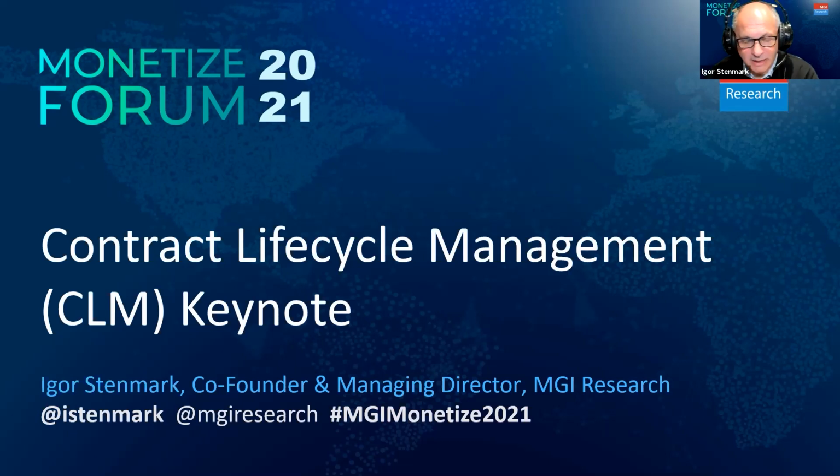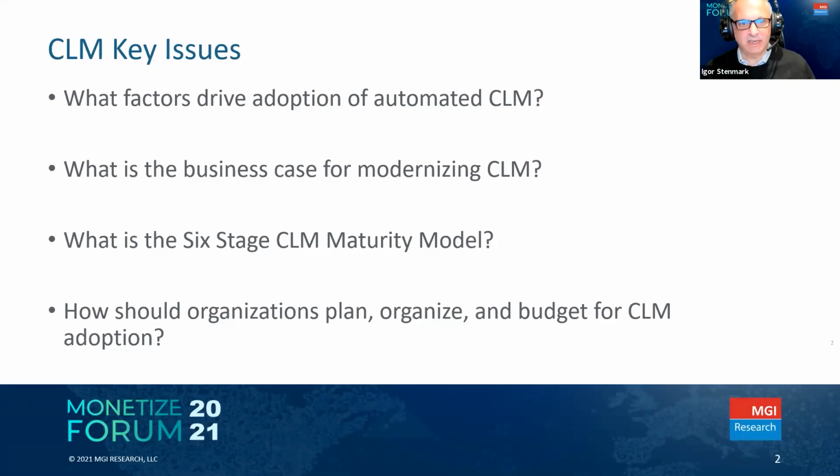So let's go through this little introductory presentation here, and hopefully coming out of it, you will have a much more clear understanding of why this is important and why this should be attended to. So let's start with some key issues. What are the factors driving adoption of CLM? What's behind that? What are the tailwinds? What is the business case for modernizing CLM? Is there one, and what does it look like? We've introduced something in the last few years called 6-stage CLM maturity model, which helps both suppliers and consumers of CLM understand where you are in your maturity cycle, where can you go, what to expect. And last, how should organizations plan and organize for CLM adoption?